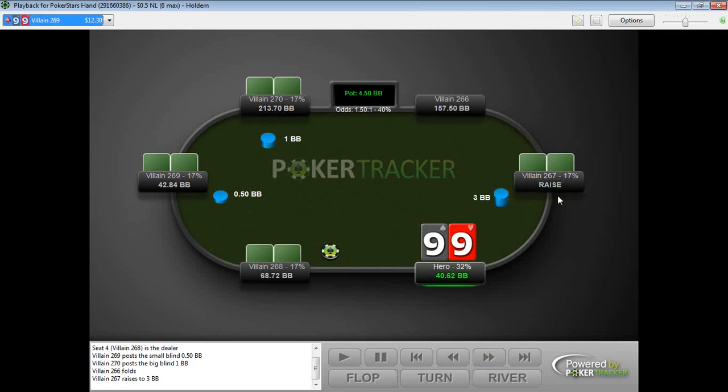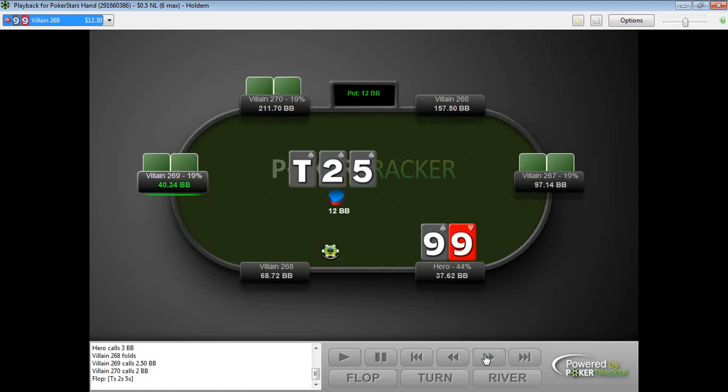So we get an open raise here from the middle position. We call it, and we go four ways. Okay. So we have four ways here, pair of nines. Let's see what happens here.